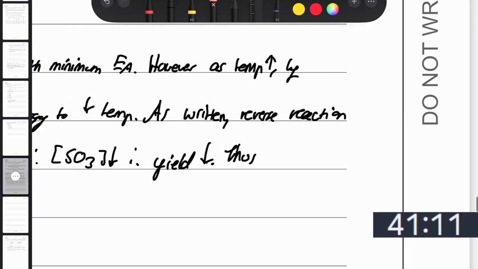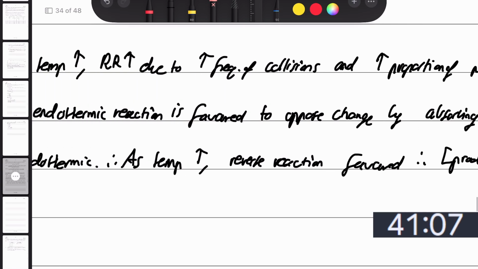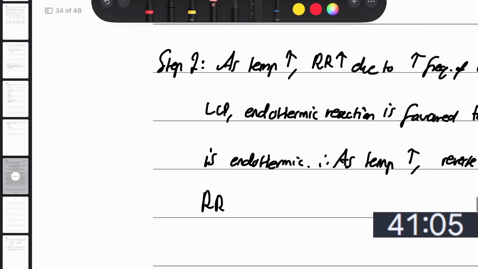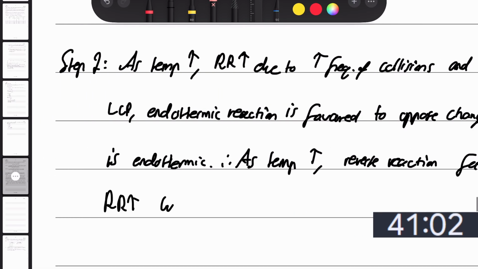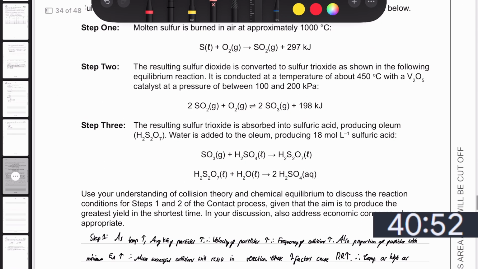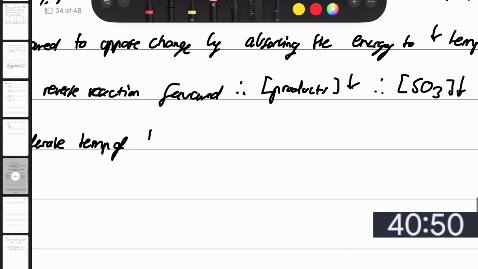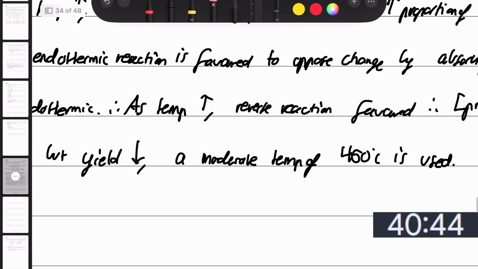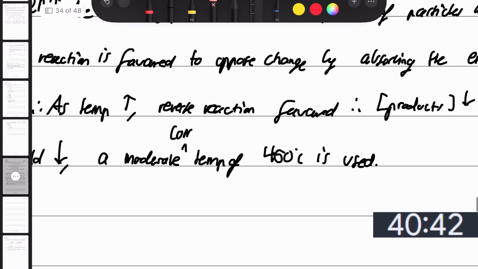So I'll say thus, as temp increases, reaction rate increases, but yield will decrease. A moderate temp of 450 is used. A moderate compromise.